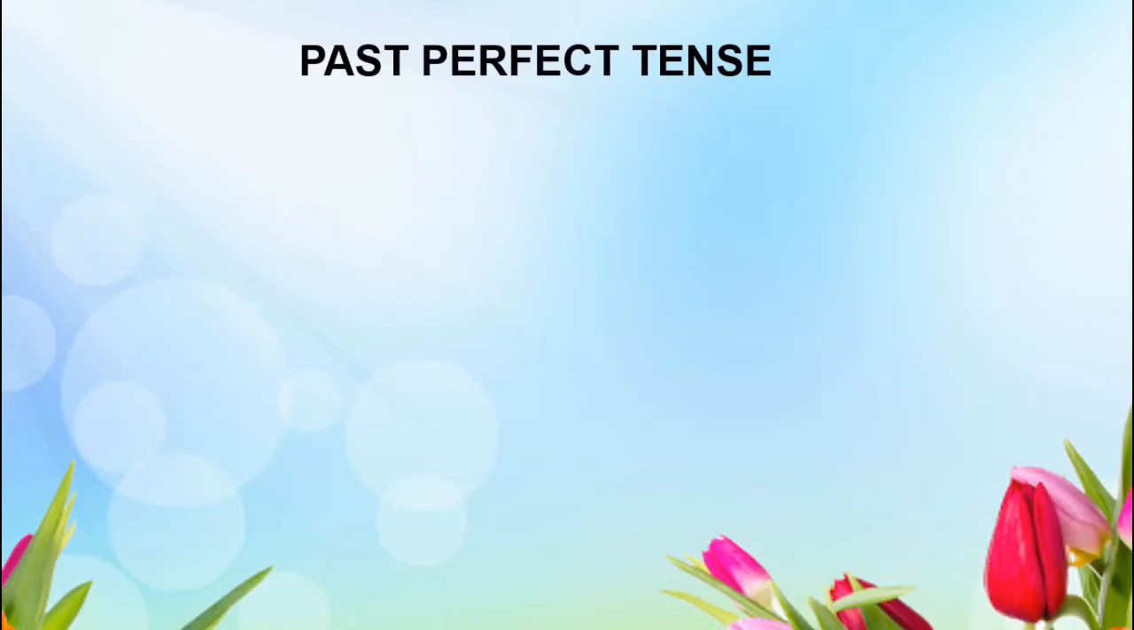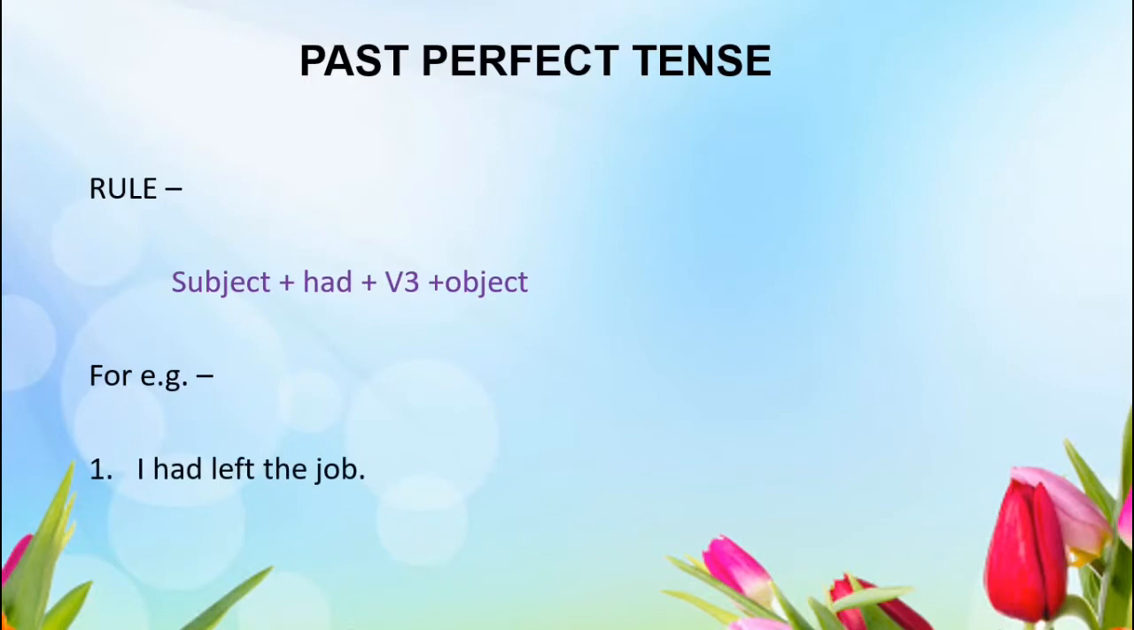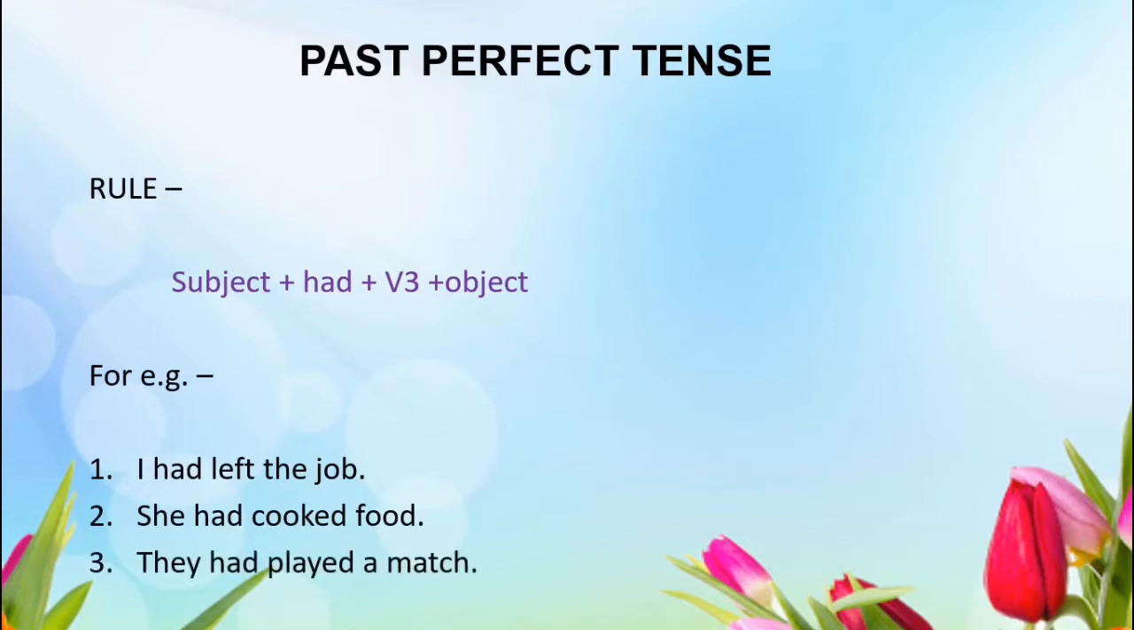Past perfect tense. Let's now understand the rule of writing a sentence in past perfect tense. Subject plus had plus third form of the verb plus object. Repeat with me. Subject plus had plus third form of the verb plus object. For example, I had left the job. She had cooked food. They had played a match. As we can see, we have used the third form of the verb with had.